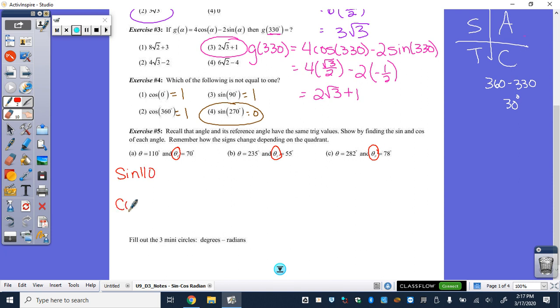Sine of 110, cosine of 110. So for 110, it's not using one of our references. It's not using 30, 60, or 45. It's using 70. So you could just use your calculator for these ones and type them in. So the sine of 110 is 0.9397. Cosine is negative 0.3420.